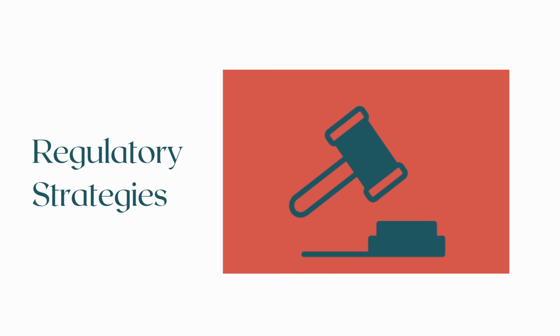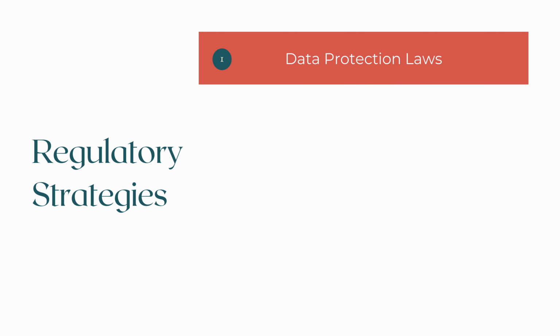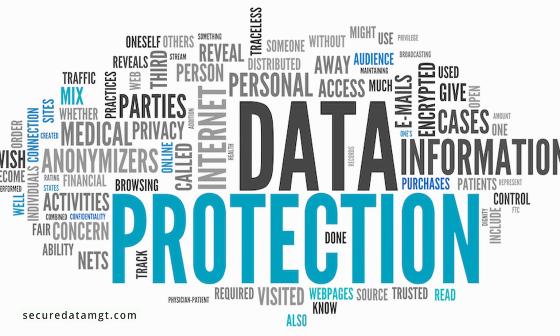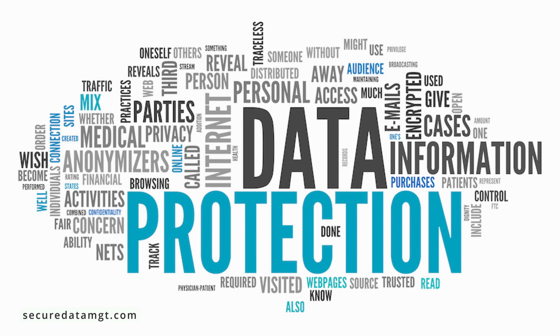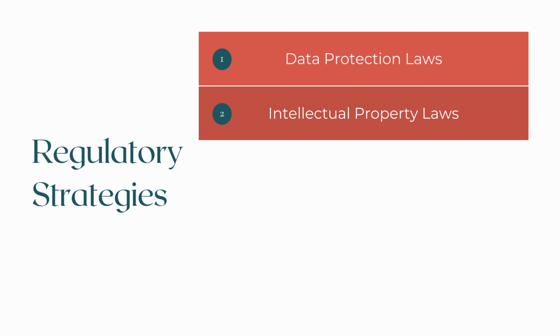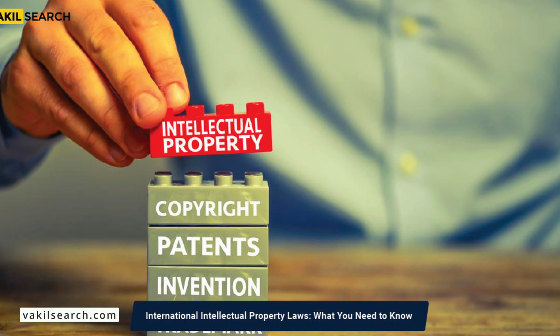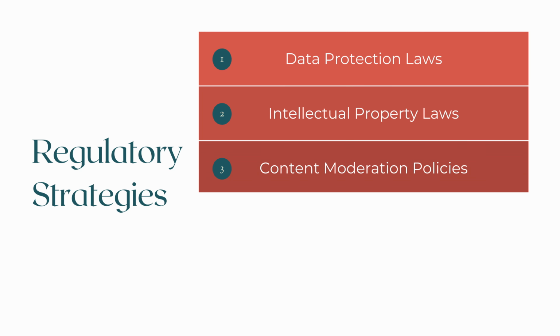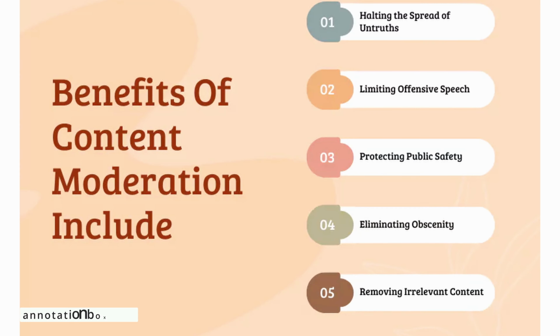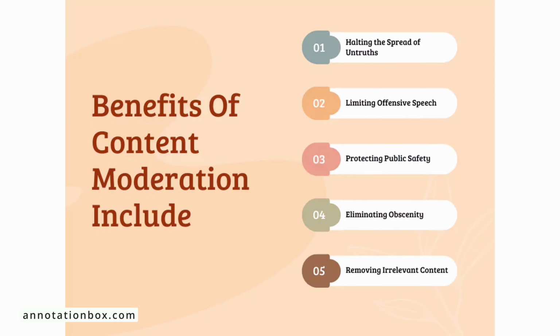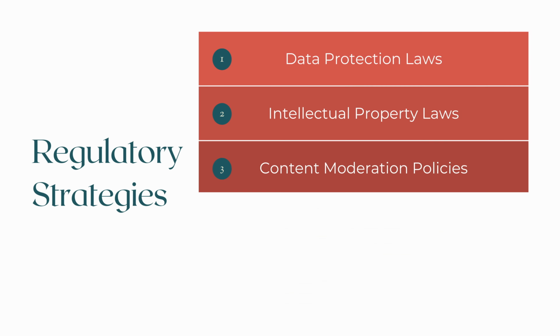Regulatory strategies provide the legal framework for responsible AI development. Data protection laws, ensuring AI training data complies with privacy regulations. Protecting sensitive data is crucial. Intellectual property laws, clarifying ownership and rights for AI generated content. Who owns AI generated art or music? Content moderation policies, establishing guidelines for AI generated content.